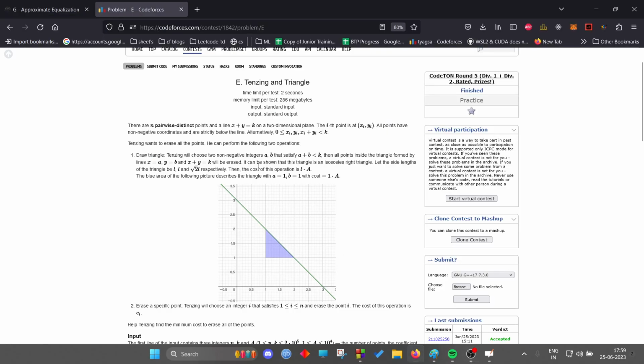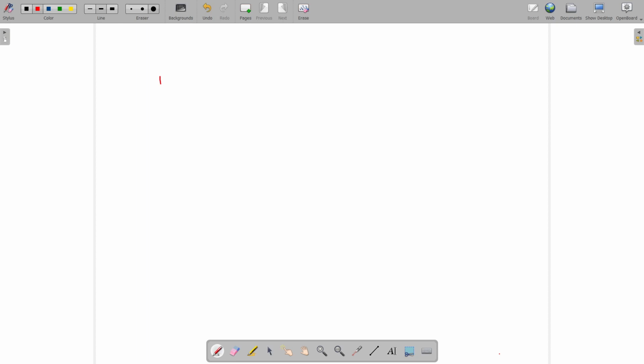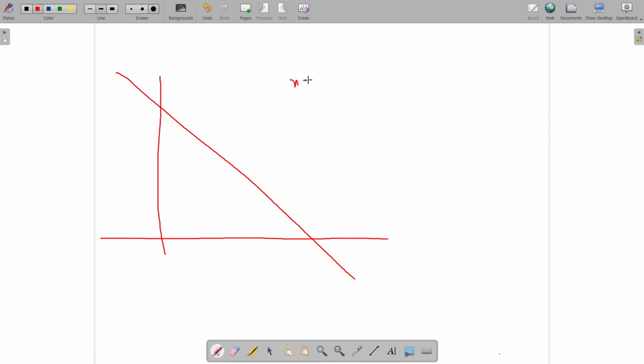Hello everyone, I will discuss problem E, Tenzing and Triangle, of CodeTON Round 5. The problem statement says that you are given a particular line x plus y equals k. So these points will be (0, k) and (k, 0). And you are given a bunch of points. Each point has some cost.